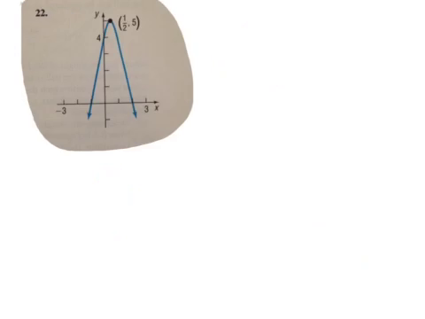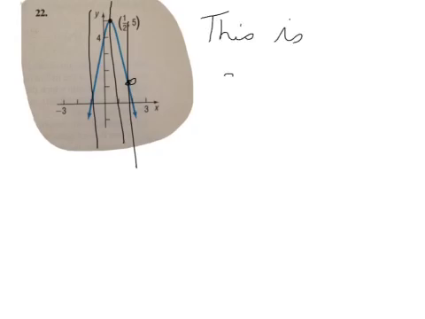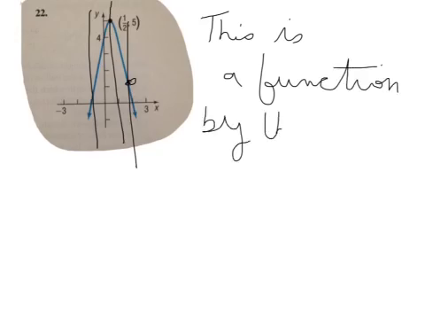So I'm also going to do number 22. I'm going to do this one right. So right away it asks if it's a function using the vertical line test. So again, if I'm just making a straight up and down line, it crosses once. If I do it here, it crosses once. And even though this gets very vertical, it's still only crossing once. So I'm going to say this is a function by the vertical line test.